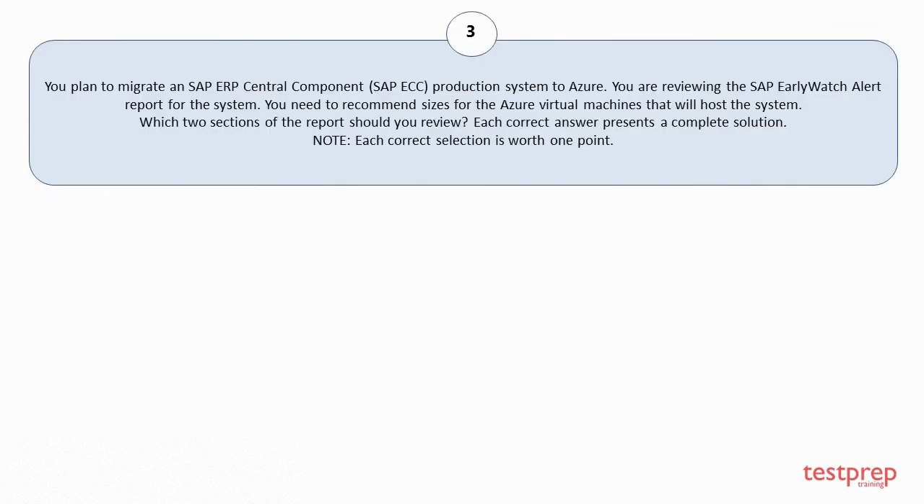You plan to migrate an SAP ERP Central Component production system to Azure. You are reviewing the SAP EarlyWatch Alert report for the system. You need to recommend sizes for the Azure virtual machines that will host the system. Which two sections of the report should you review? Each correct answer presents a complete solution. Note: each correct selection is worth 1 point.